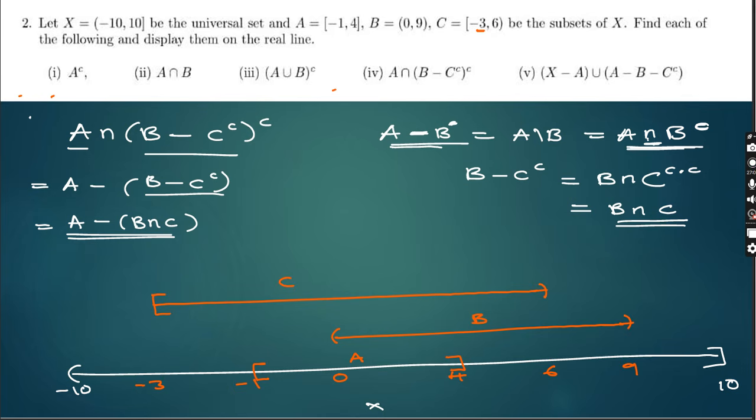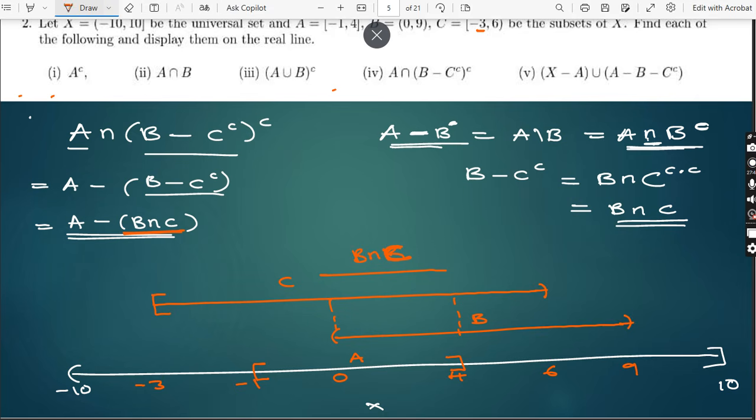Now I want you to understand this. Our first thing is to find B intersection C. I want you not to be confused too much. Let's find B intersection C. As you can see, the lines are meeting here, and also there. This is where our B intersection C is.